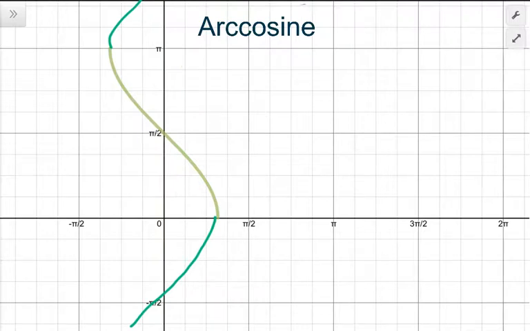So basically what I want to do is restrict this graph so that I've only got one cycle. By doing this, it ensures that it's going to pass the vertical line test. You may be wondering why I chose to keep this portion of the graph, and I'm going to explain that to you using the cosine graph.